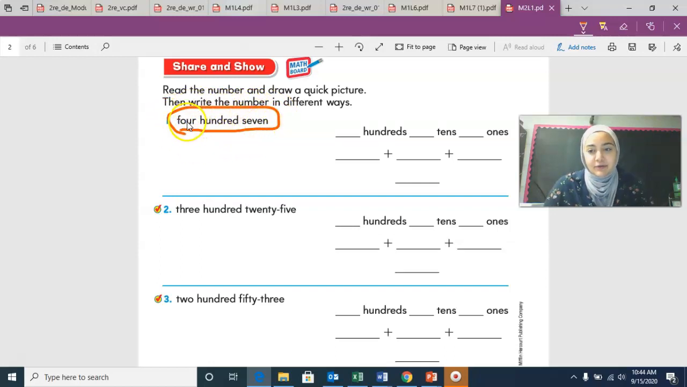So we know there are how many hundreds? There are 4 hundreds. 1, 2, 3, 4. There are 4 hundreds in 407. Does it say that there's any tens? There are 0 tens. There's no tens, so we don't have to draw any tens. But how many ones are there? There's 7 ones. So you're going to draw 7 ones. 1, 2, 3, 4, 5, 6, 7. There's 7 ones. So 407. So there are 4 hundreds, 0 tens, and 7 ones.